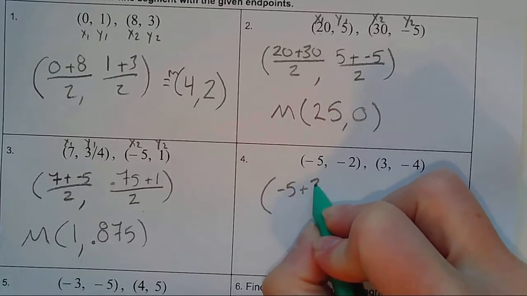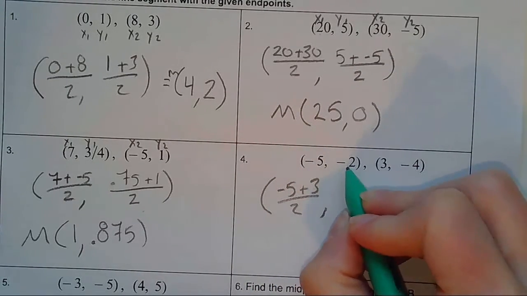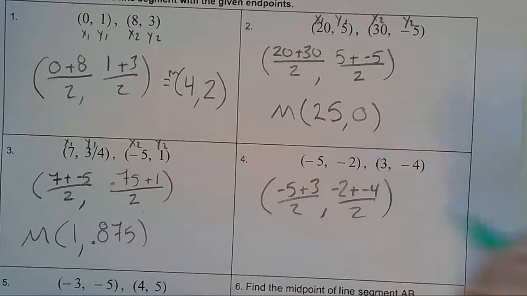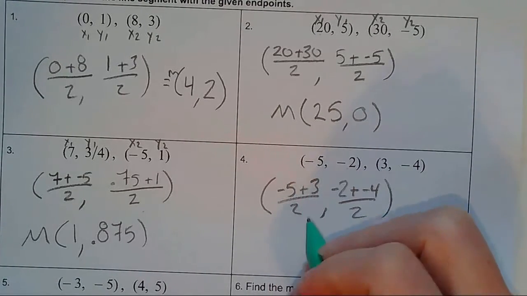-5 plus 3, divide by 2. -2 plus -4, divide by 2. -5 plus 3 is a -2.